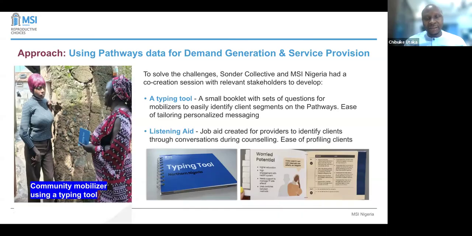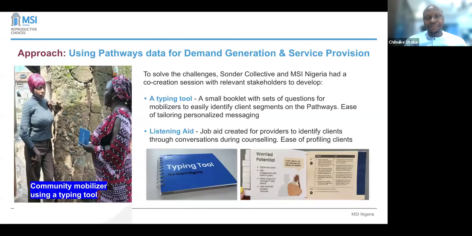We also created a listening aid, specifically for service providers during their one-on-one counseling. How would they be able to profile the woman sitting down before them and be able to know what are the kind of messages that will resonate with this woman? What are the kind of things I need to tell this woman? How can I counsel this woman better on her journey to take up family planning? So it was basically a tool designed to reduce the time in terms of counseling a woman and being able to identify where the woman sits within the Pathways profiling.